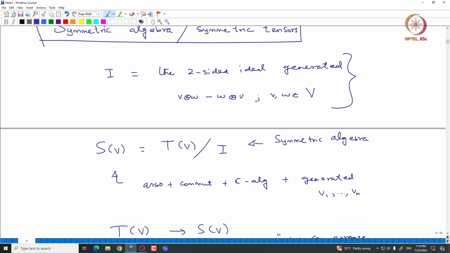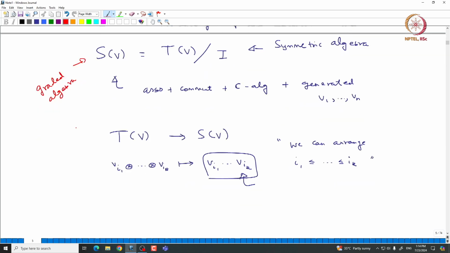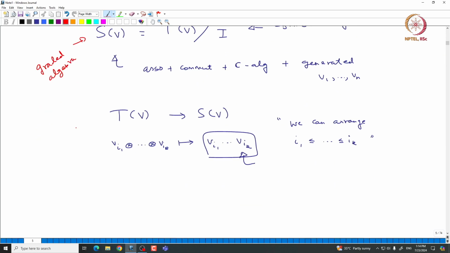So, that means you can see that this ideal that we are going modulo to get the symmetric algebra is indeed a graded ideal, because it is generated by degree 2 graded elements. Because we are going modulo a graded ideal, the algebra that we get again becomes a graded algebra. So, what will be the graded component? You take the grading on T of V, just surject onto S of V, then whatever you get there will be the grading for S of V.